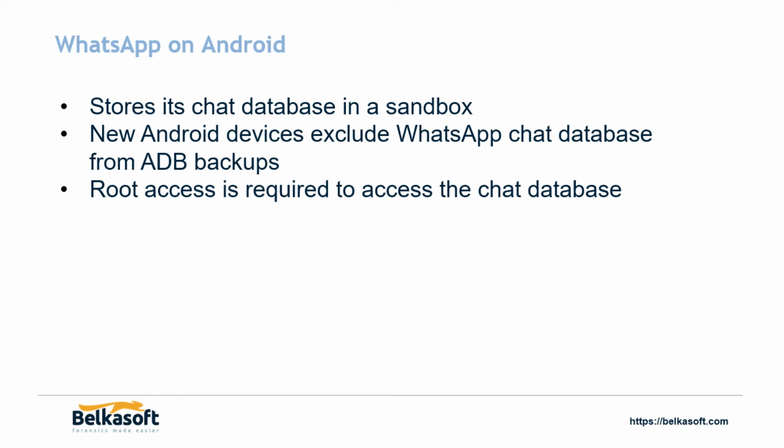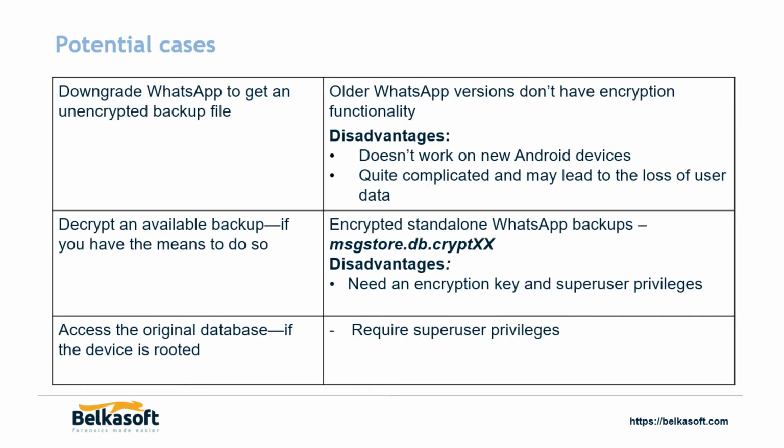On smartphones running Android, WhatsApp stores its chat database in a sandbox. New Android devices are configured to exclude that chat database from ADB backups, and it means root access is required to access the chat database. There are 3 potential cases which can help you to get access to the WhatsApp data. First, downgrade WhatsApp to get an unencrypted backup file. Second, decrypt an available backup. And the third case is access the original database.